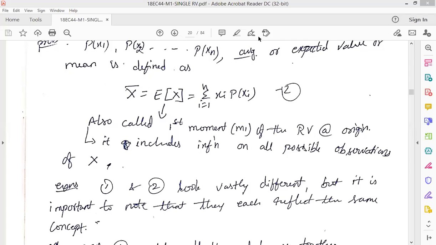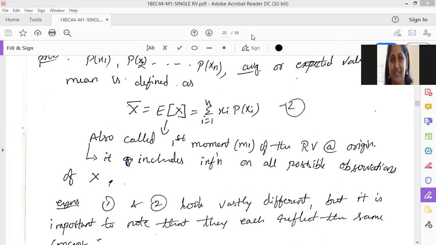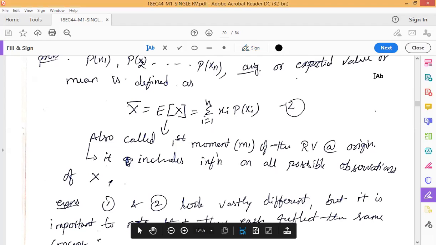Today we'll discuss some concepts and problems related to expectation. In the last class, we solved problems on CRV, DRV, and MRV, that is, continuous, discrete, as well as mixed random variables. Today we'll take some examples related to expectation. We have discussed the concepts of expectation in the previous classes.